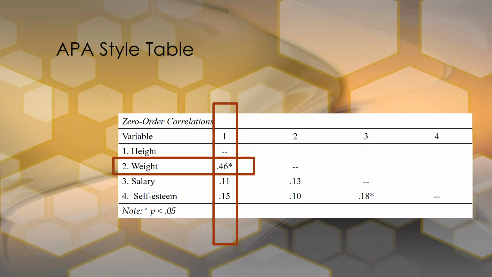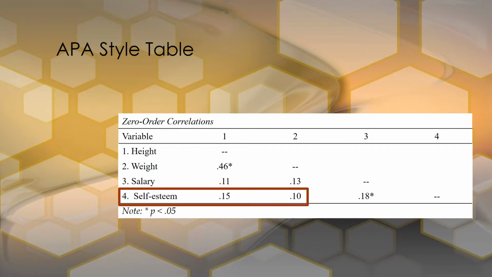So we go to the row here and it's at 2, and then we go down from 1, and 1 represents height, so you have to go back to the row to see what number 1 means, and that means height. So this correlation is a correlation between weight and height, and it's 0.46.